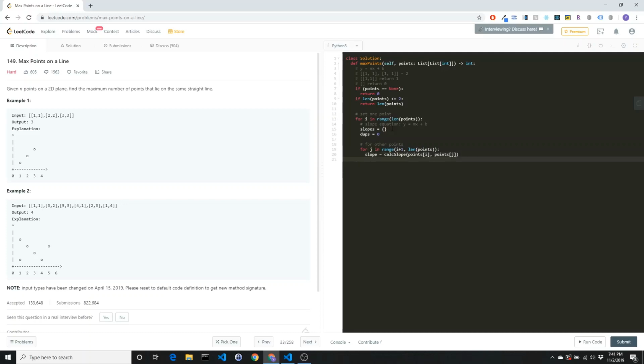Here's another thing we need to do. Going back to the duplicates case, for example, points i and points j would be 1, 1 and 1, 1. If they're duplicates, we actually don't want to go through our process. We want to track the points inside our duplicate counter instead, so we increment our duplicate count and continue, but I'm just going to use an else statement here. Then what we want to do is calculate the slope, and if the slope is in our slopes dictionary, then we increment the count.